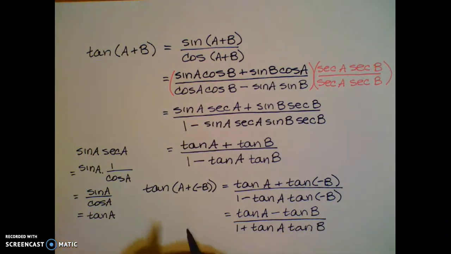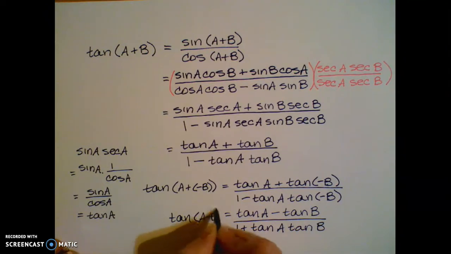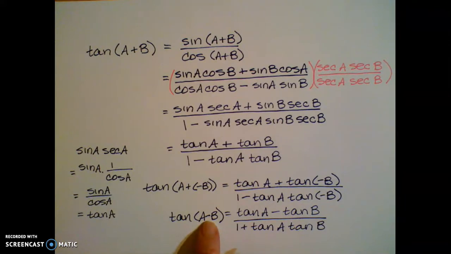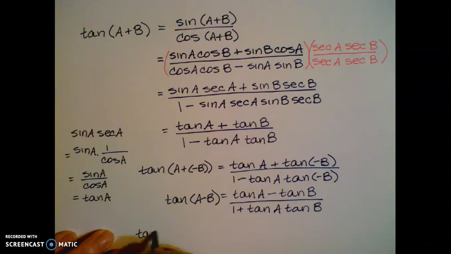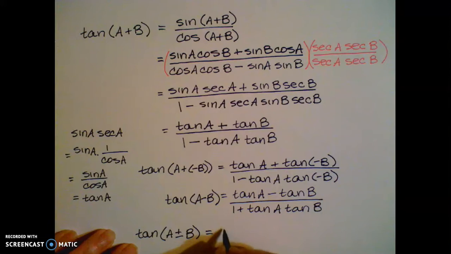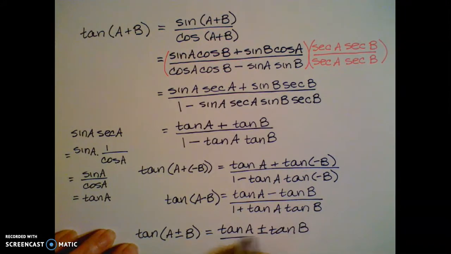So what's going to end up happening is that whatever symbol we have in this position will have the same symbol in the numerator, so a minus and a minus, but the opposite sign in the denominator. Now the way that we condense that is by saying the tangent of A plus or minus B is equal to the tangent of A plus or minus the tangent of B over 1 minus or plus tangent A times tangent B.